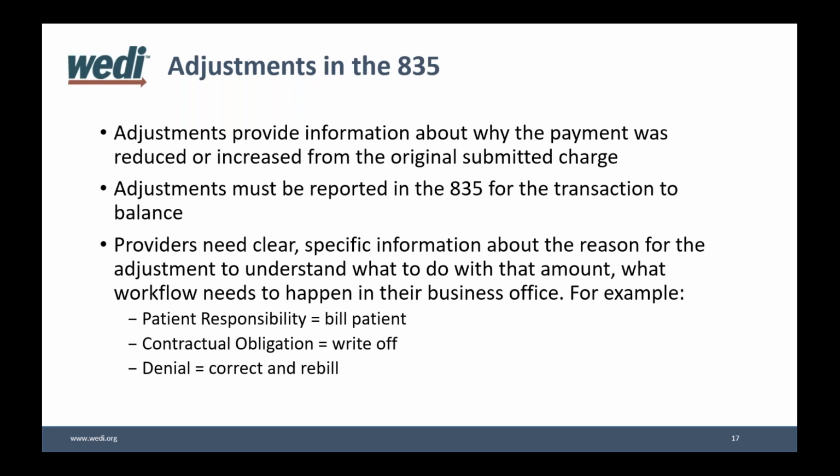So let's talk about these adjustments. They provide the information, the message, why your charges are not being paid. You send a claim or service line for $100 and you end up getting paid $50. Well, what happened to the other $50? It's critical that the provider base understands exactly why you did not get paid and for what purpose. Adjustments must be reported in the 835 for the transaction to balance, as we mentioned. Providers need this clear, specific information about the reason for the adjustment so they know what to do with it.